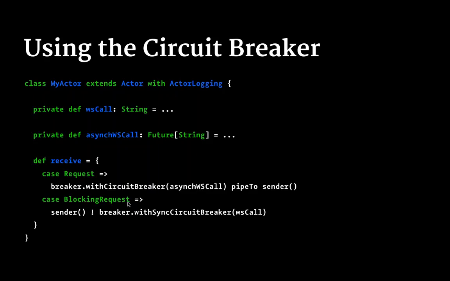Now, what happens if you have an expression that returns not a future but something else? If you have a blocking call, a synchronous call, like the one I have here, WS call just returns a string, does not use future at all, then we have a slightly different method called with sync circuit breaker. Because we're not using futures, we can just take the value that is returned from that method and use that as a message to send back to the sender.